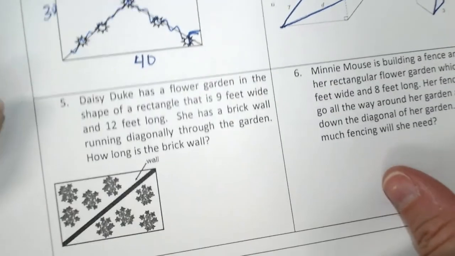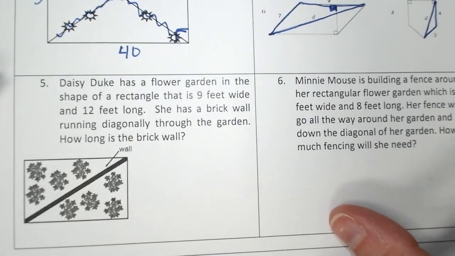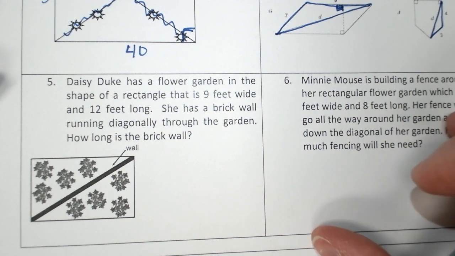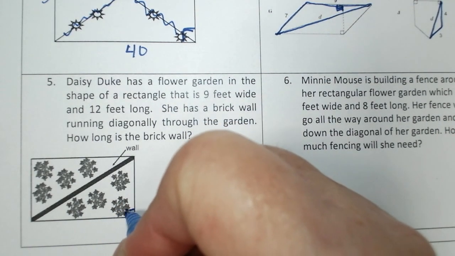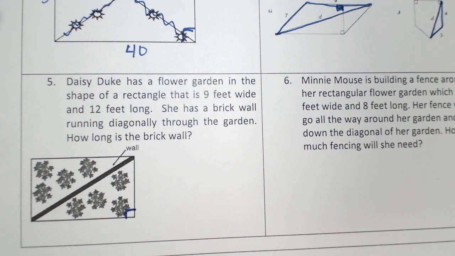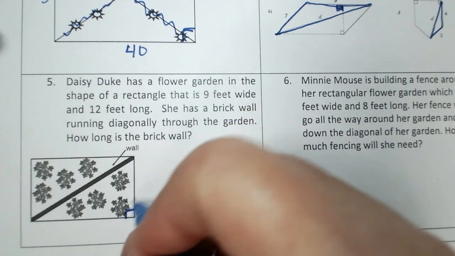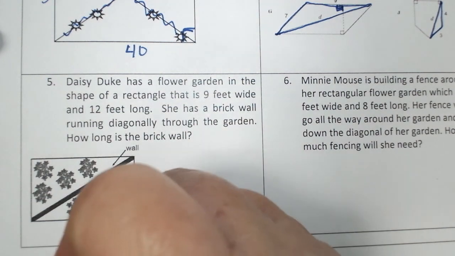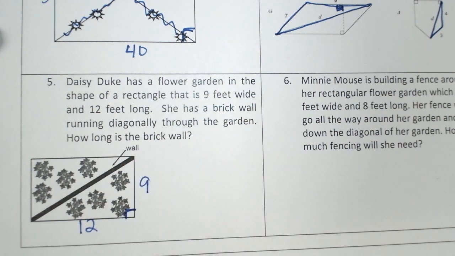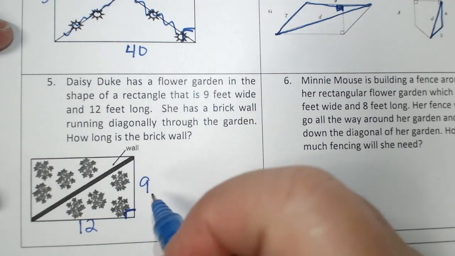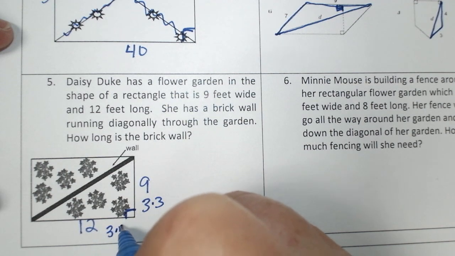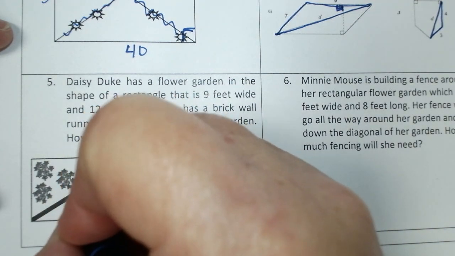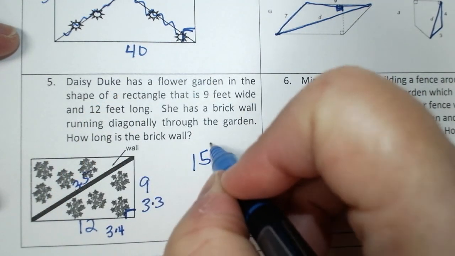Okay, I played around with some names. We just were doing some Disney names. Daisy Duke has a flower garden in the shape of a rectangle. That is 9 feet wide and 12 feet long. She has a brick wall running diagonally through the garden. How long is the brick wall? So I'm going to look at this and I'm like, this is 3 times 3. This is 3 times 4. So this has to be 3 times 5. 3 times 5 is 15.